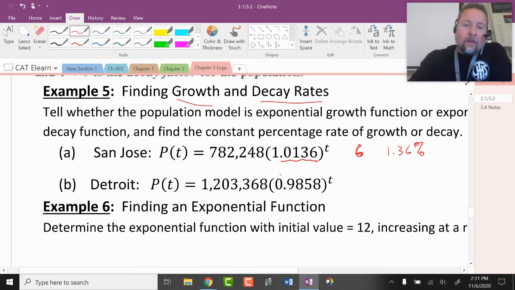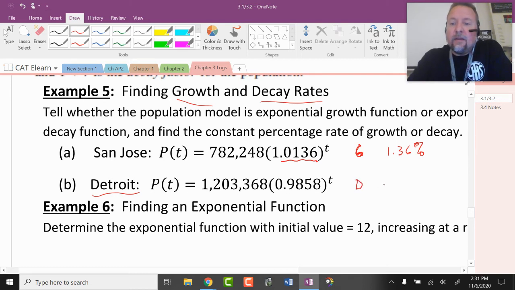This is less than 1. When I multiply this by Detroit, everyone's leaving Detroit. Should put Illinois in here somewhere. Yeah, that number would probably be even lower. 0.9858. Multiplying that by that makes that number go lower. So this is a decay.